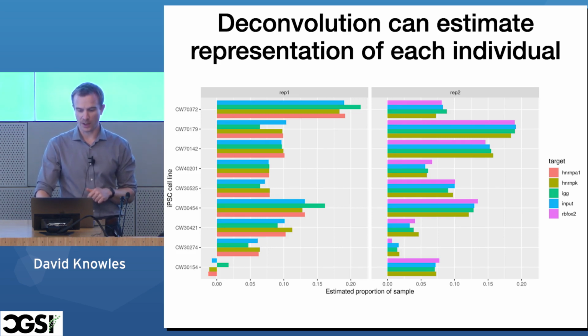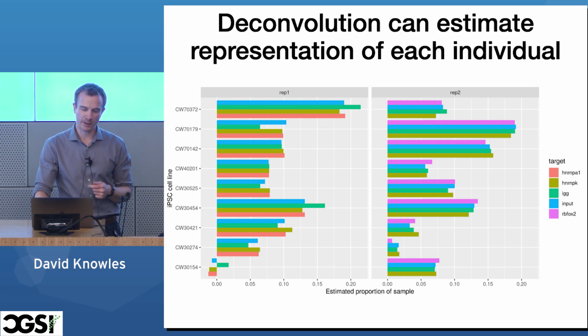We have two biological replicates, and each row here corresponds to a different individual cell line. And we've generated data for 3 different splice factors, so HNRNPA1, K, and RBFOX2. And then we also generate input as a part of this, which is effectively just a total RNA sequencing run. And these IgG controls, which are just to check for non-specific binding, are not going to be too important for the rest of what I'm going to talk about.